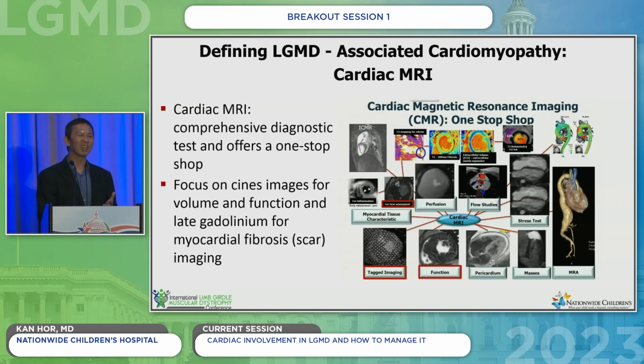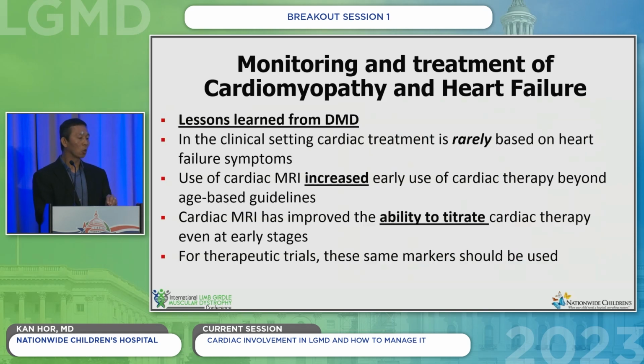So, cardiac MRI in essence offers the ability to look at pretty much everything. Now, obviously for this talk, I'm going to focus on function and scar burden, LGE. I'm going to go through that in a little bit. So let's take a look at lessons in DMD when we talk about monitoring and treatment.